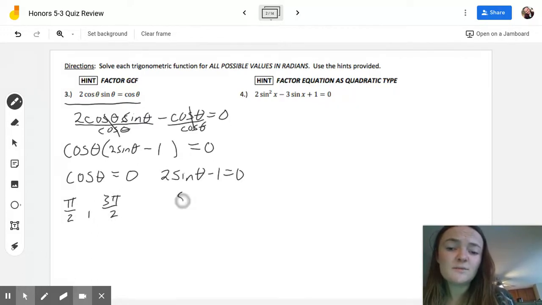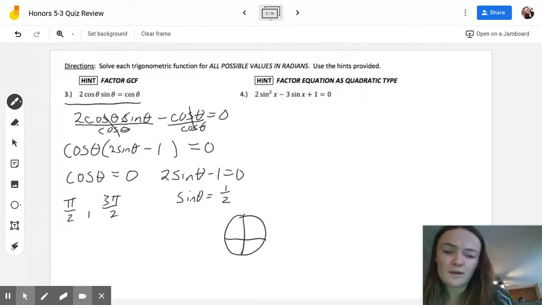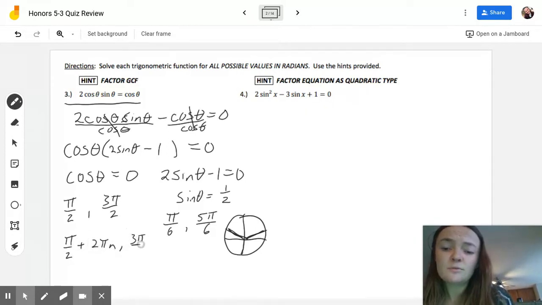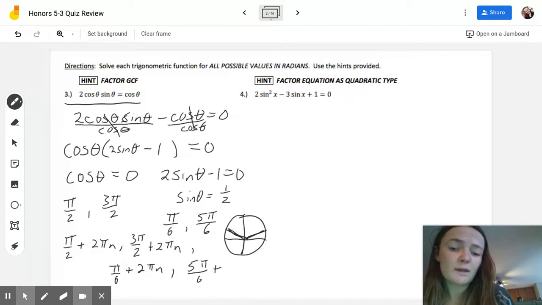This one, if I solve this, I'm going to get sine of theta is equal to a half. So where does sine of theta equal a half? Might want to pull my unit circle up for this one. Basically, this is saying, hey, where do I have a positive y value of a half? Happens at pi over 6. It happens at 5 pi over 6. So to answer this generically, what I can say is pi over 2 plus the period, which is 2 pi n, 3 pi over 2 plus 2 pi n, pi over 6 plus 2 pi n, and 5 pi over 6 plus 2 pi n.